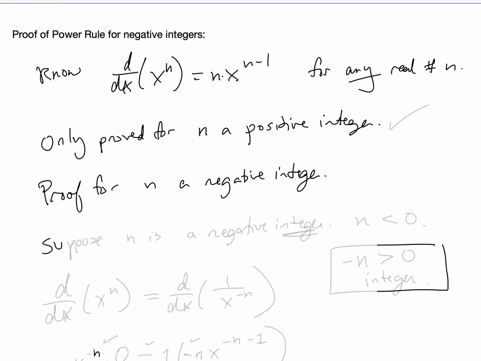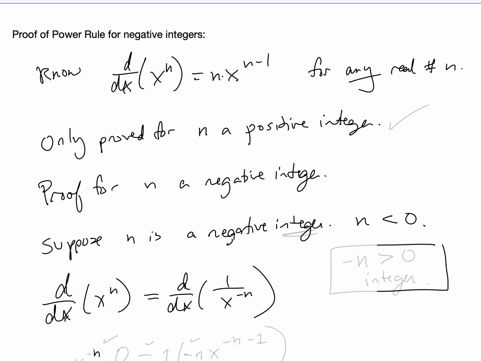So let's suppose that n is a negative integer. That means that n is less than 0. And we're taking the derivative with respect to x of x to the n. So we know that's the same thing as the derivative with respect to x of 1 over x to the negative n. A negative exponent just flips the fraction down. And since n is less than 0, that means that negative n is greater than 0, and we're talking about an integer, so this is an integer that is greater than 0. And we've already proved that we know what the derivative is for x to a positive integer.